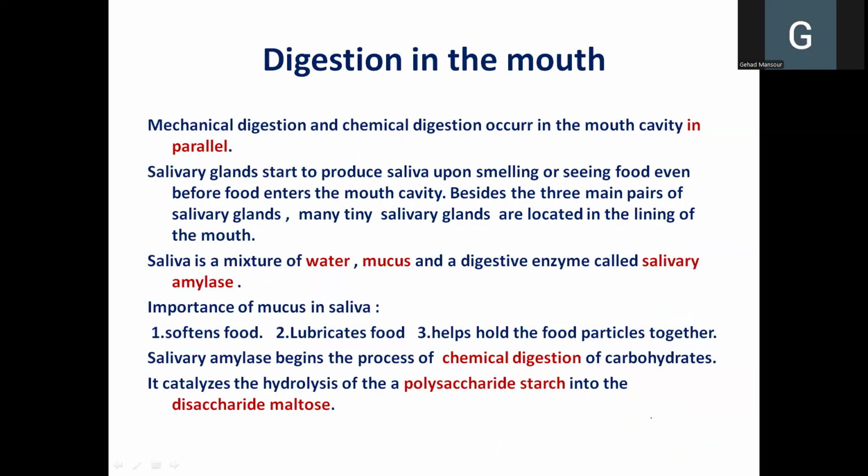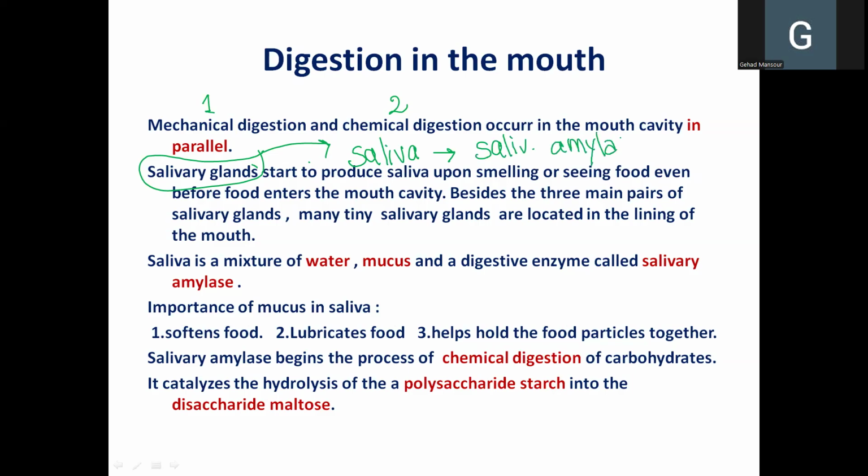In the mouth, mechanical digestion and chemical digestion occur together, but of course, mechanical digestion occurs first, followed very soon by chemical digestion. And actually, the main helper of chemical digestion in the food is the salivary glands, because they produce saliva, and saliva contains a very important enzyme called salivary amylase.